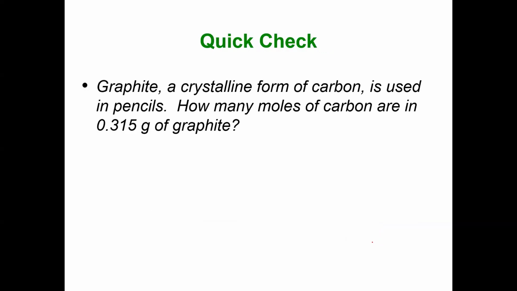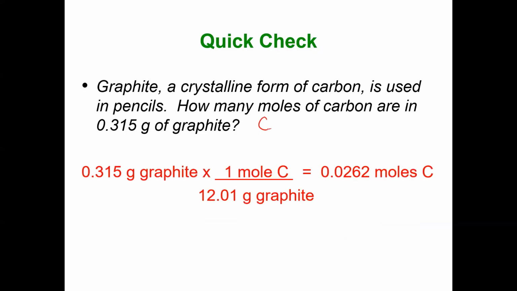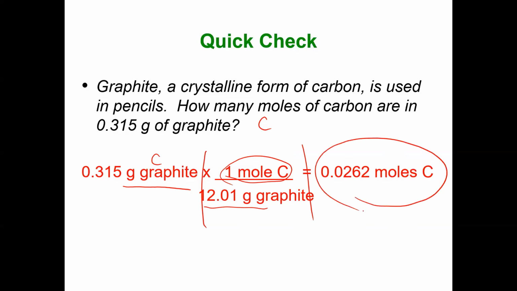So graphite, basically carbon, is used in pencils. How many moles of carbon are there in 0.315 grams? So we know it's grams of carbon. So what can I do? Well, I can look at my periodic table. I know I want to cancel out the unit of grams of carbon, and I look on the periodic table and I see the number for the molar mass is 12.01 grams of carbon per 1 mole of it. So if I have 0.315 grams, this is how many moles I have.